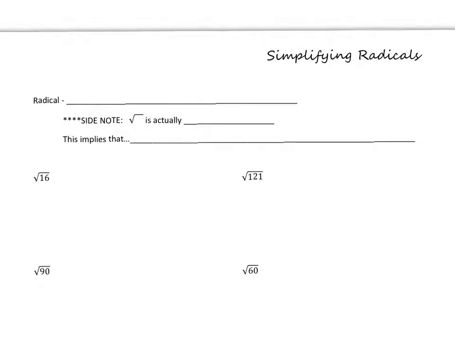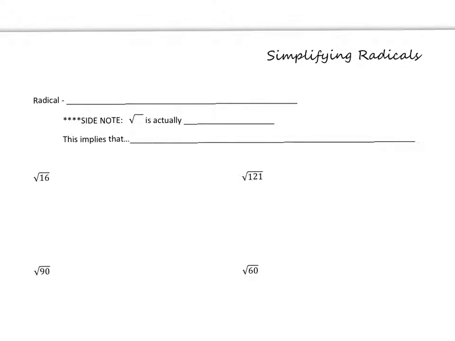So today we're going to be learning about simplifying radicals, which you learned at some point in geometry, so this should not be completely new to you. It was also taught a little bit in Algebra 1, but for Algebra 2, we definitely need to cover it a little bit more in depth than we did in either one of those other classes.